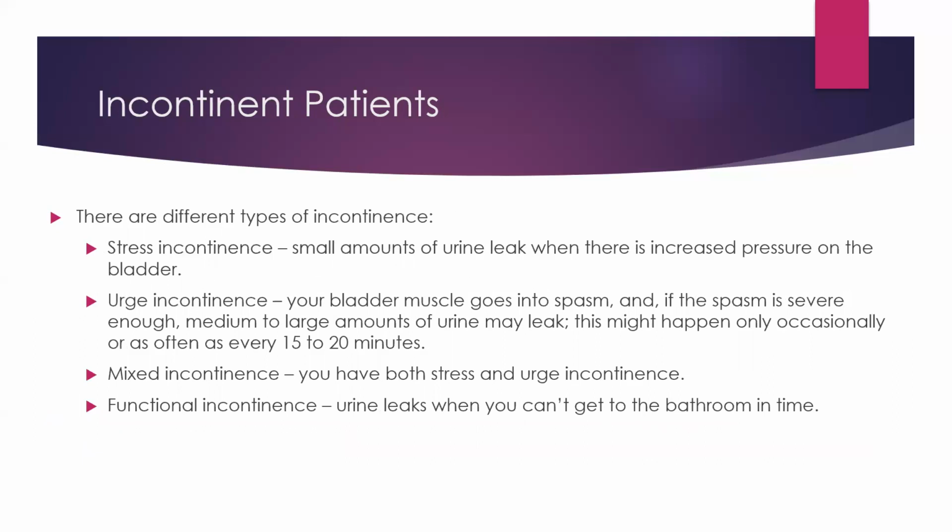We have stress incontinence. This is where small amounts of urine leak when there's increased pressure on the bladder, right? Urge incontinence, the bladder muscle goes into spasm, and if the spasm is severe enough, medium to large amounts of urine may leak. It might happen only occasionally or as often as every 15 to 20 minutes. Mixed incontinence is the combination of stress and urge, so you're not sure which is the chicken and which is the egg. And then functional incontinence is where urine leaks when you can't get to the bathroom in time. Maybe a patient with something like Parkinson's disease, where they just can't make it to the bathroom because they're too slow.